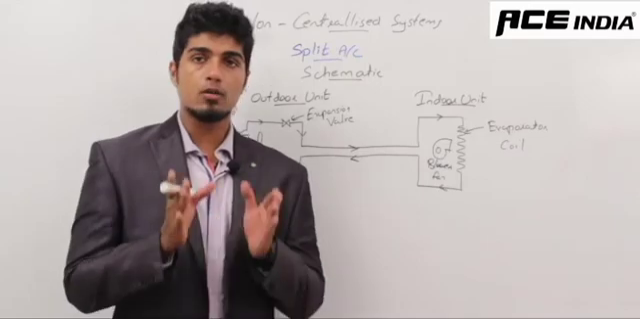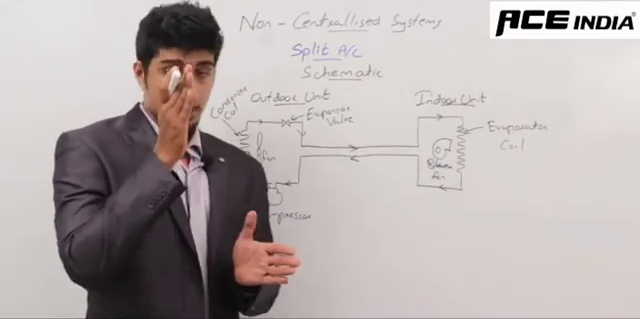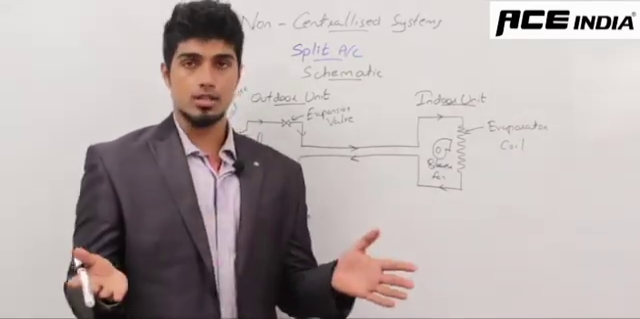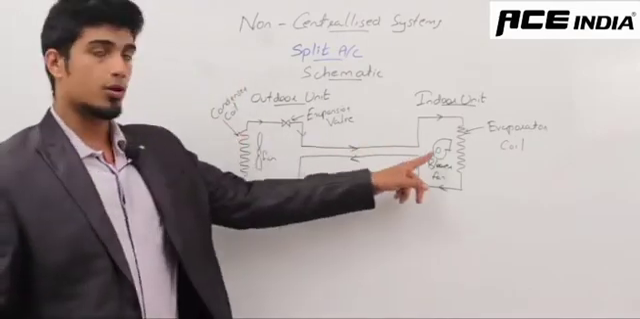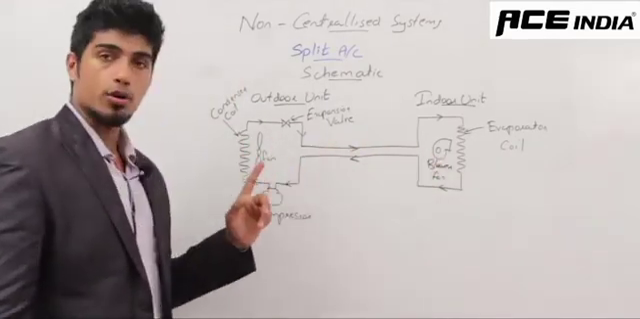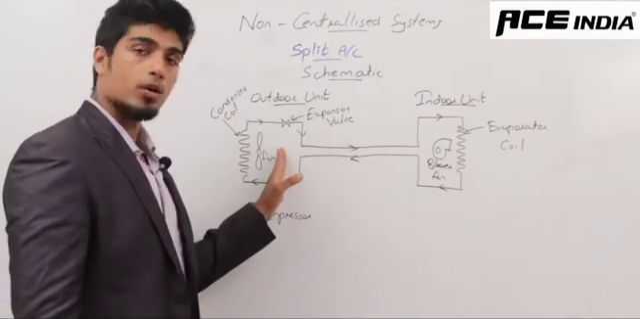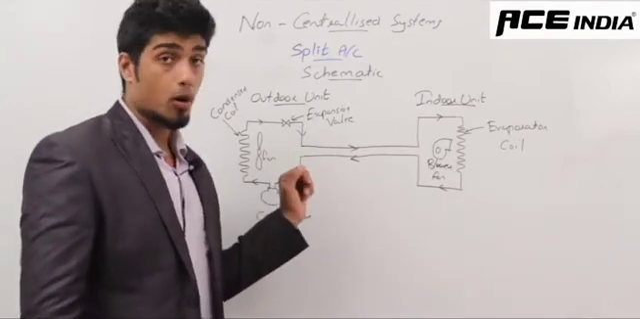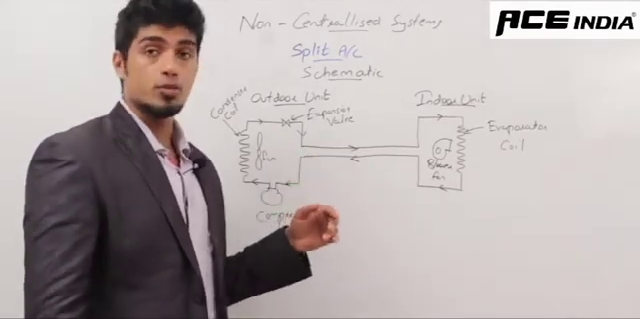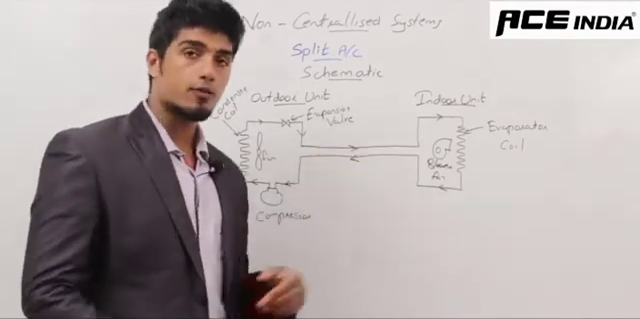So what we did is split the window AC into two sections. One is called the indoor unit, the other is called the outdoor unit. The indoor unit and outdoor unit are connected by a set of copper coils or copper tubes. Through the tubes you will have the transfer of refrigerants.